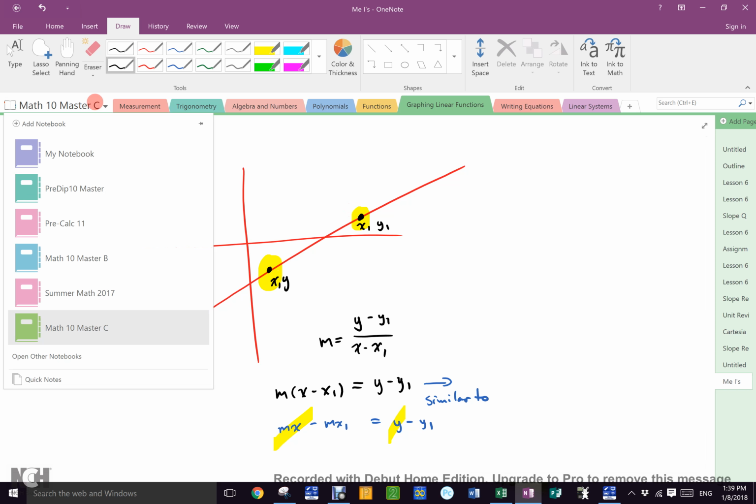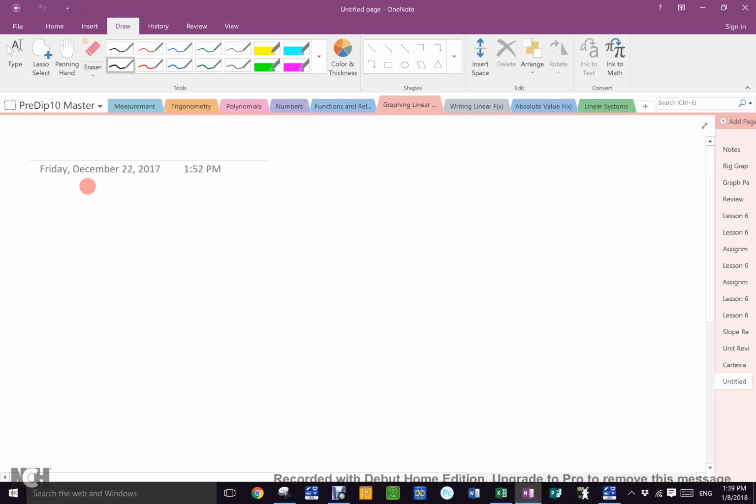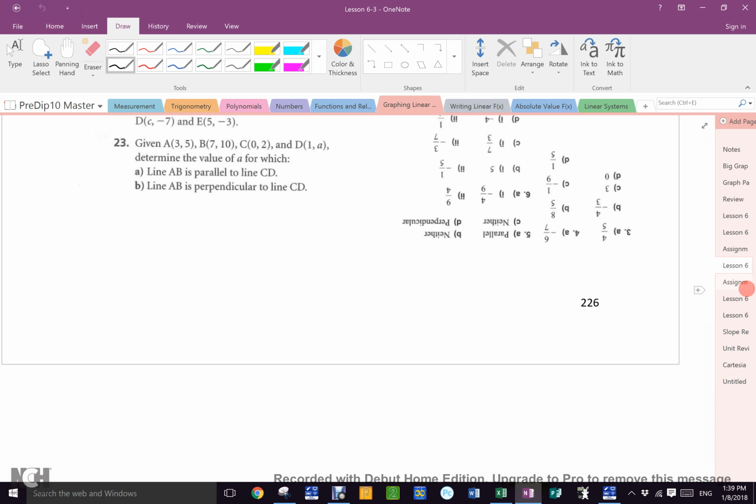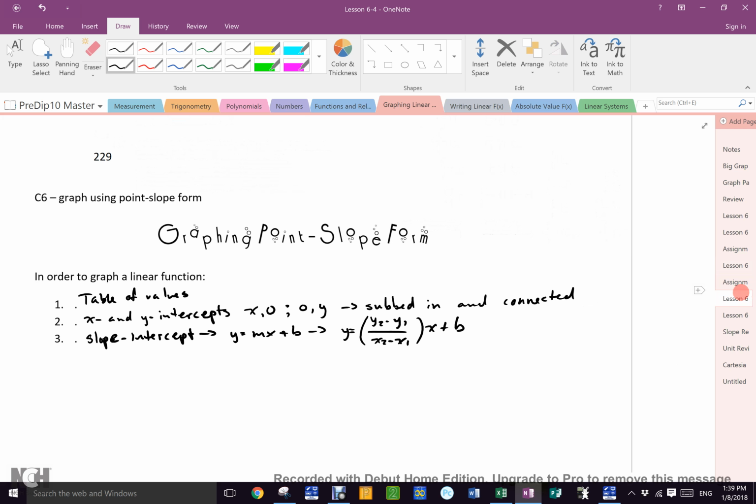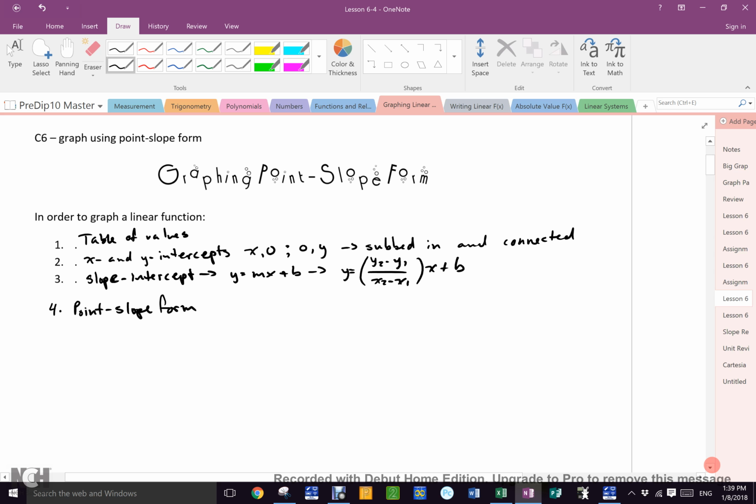So, that takes us to where we are now, version 4, which is point slope form. Now, point slope form, we just built it all by ourselves. It's y minus y1 equals m times x minus x1.